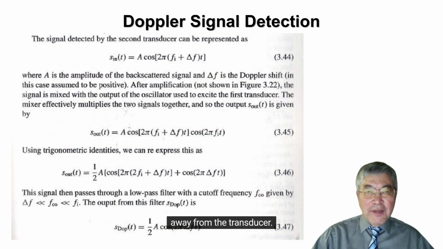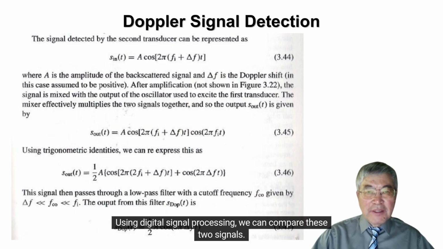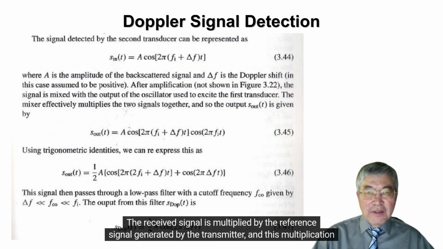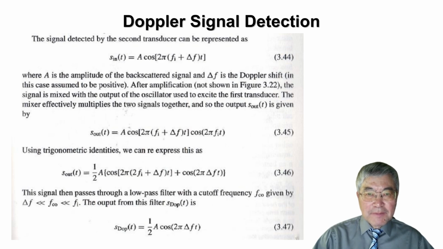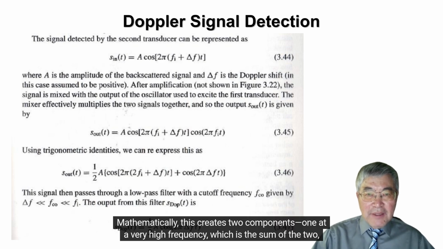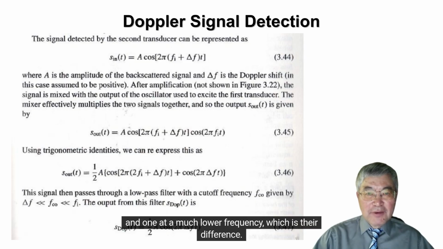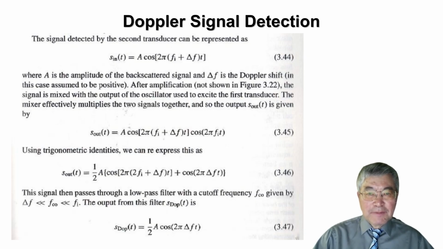Using digital signal processing, we can compare these two signals. The received signal is multiplied by the reference signal generated by the transmitter, and this multiplication is performed by a circuit called a mixer, which effectively combines the two signals. Mathematically, this creates two components, one at a very high frequency, which is the sum of the two, and one at a much lower frequency, which is their difference.